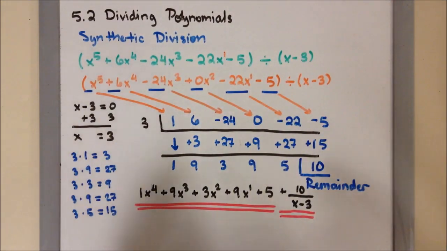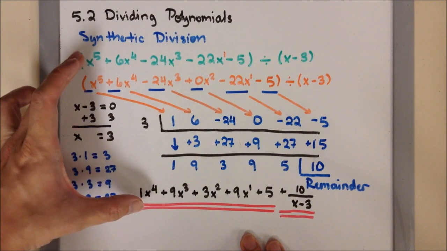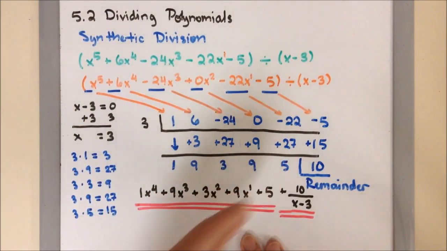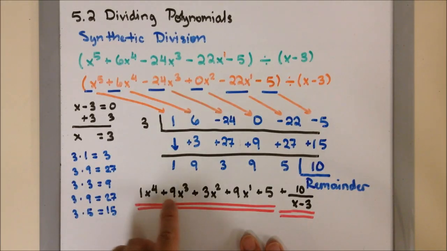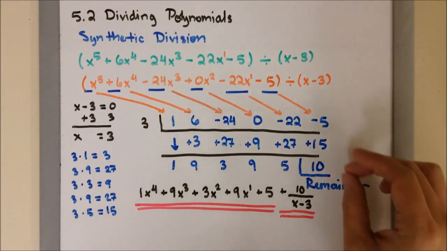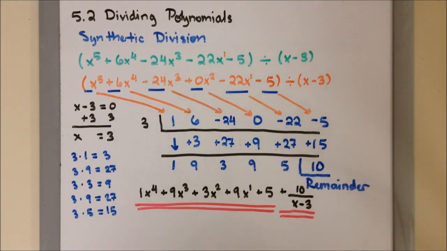So again, our answer started with 1 less for the exponent from the original problem. Then I just use the coefficients to fill in our answers, and then I count down with the exponent. So that's all we have to do. And the same thing as long division, when you have a remainder, put it in the top of the fraction, in the numerator, and then put our divisor in the denominator, or at the bottom.